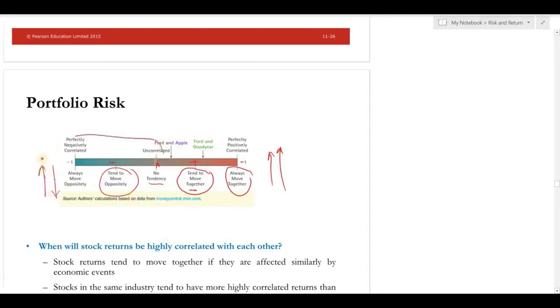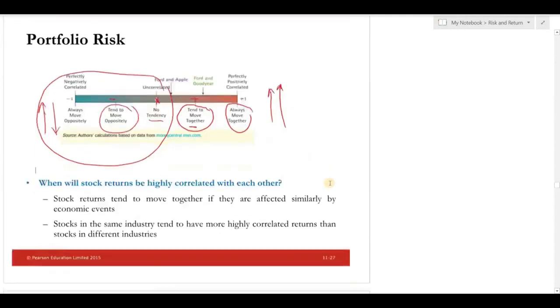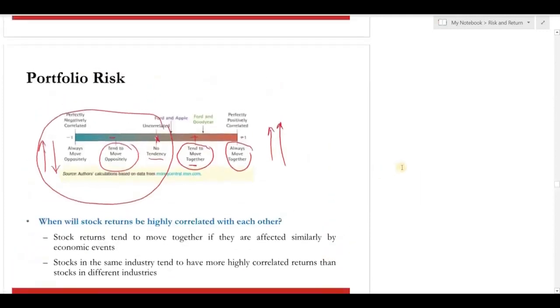Okay, and this is very important for diversification. The more negative the correlation is, the better it is for the portfolio to get diversification.